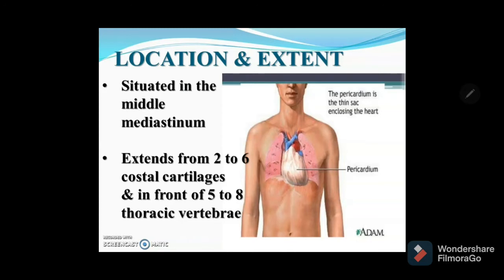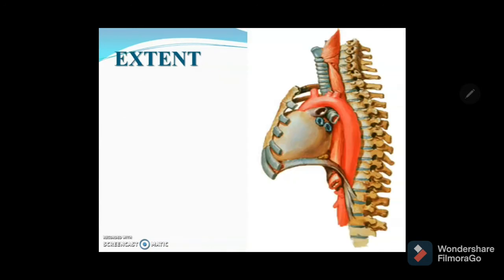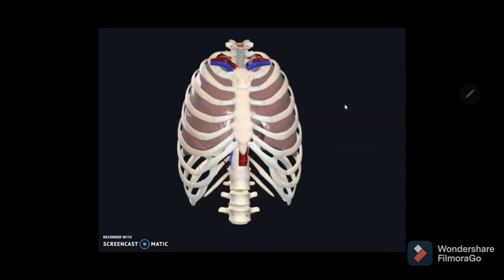You can see anteriorly it is related to the posterior surface of the body of the sternum. Here you can notice at the sternal angle you can see the 2nd rib, 3rd rib, 4th rib, 5th rib and 6th rib. So anteriorly the extent is from the 2nd to 6th costal cartilage, posteriorly from the 5th to 8th thoracic vertebra. This is the extent of the pericardium. It is located in the middle mediastinum.